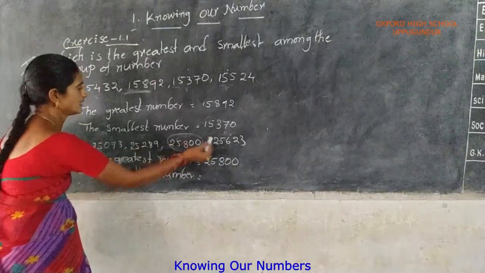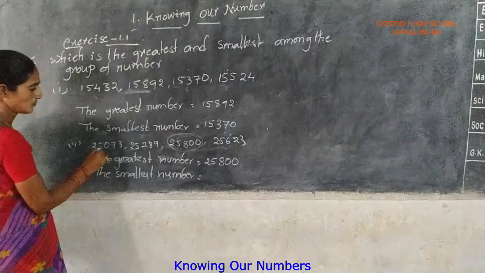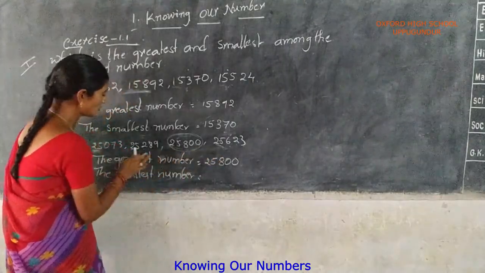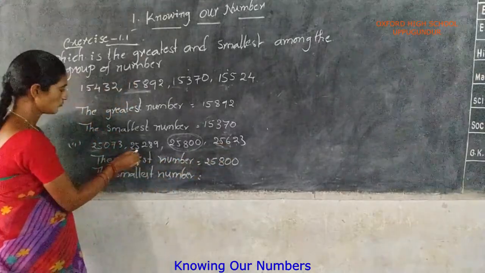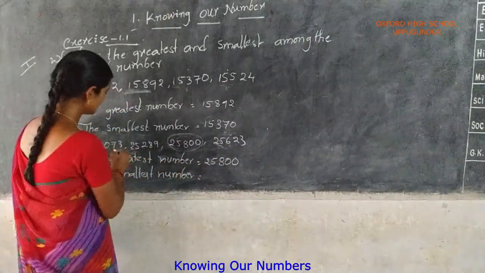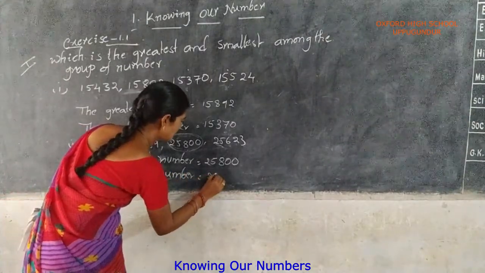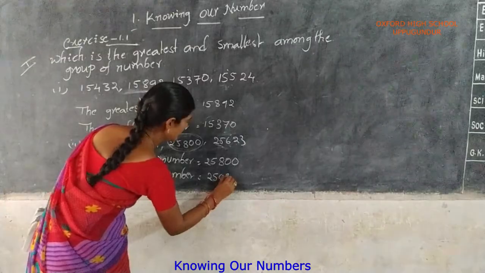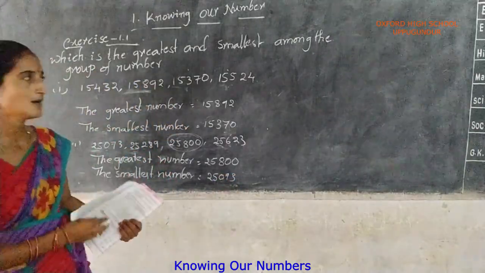In the remaining 3 numbers, the thousands and 10,000s places are the same. Compare the hundreds place: 6, 5, 0. Which is smallest? 0 is the smallest, so the smallest number is 25,073. Okay. Next, another example.